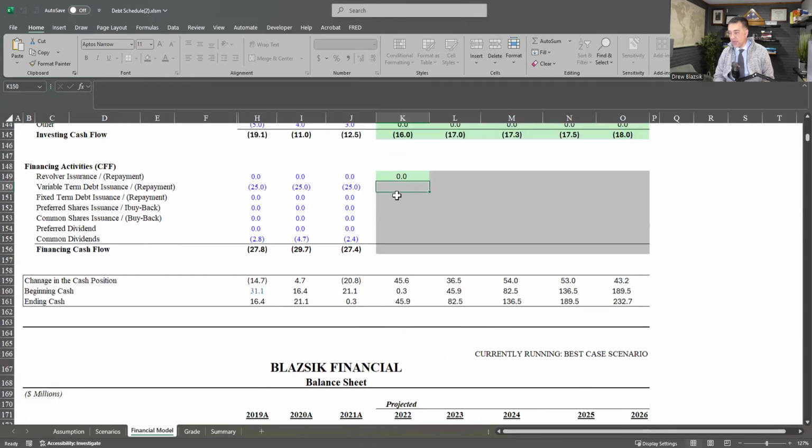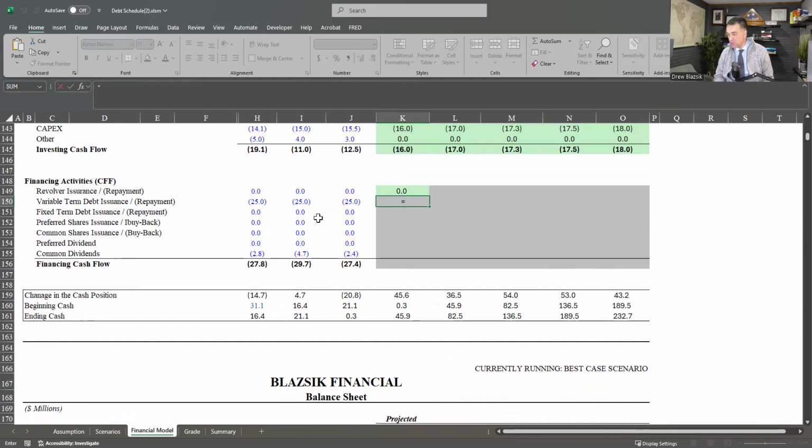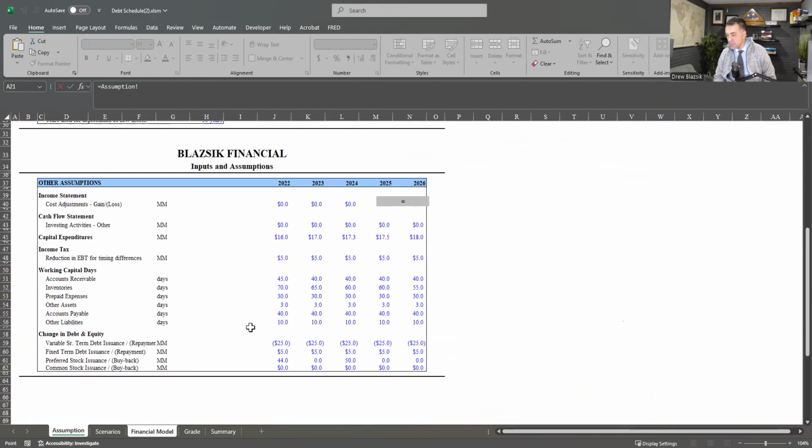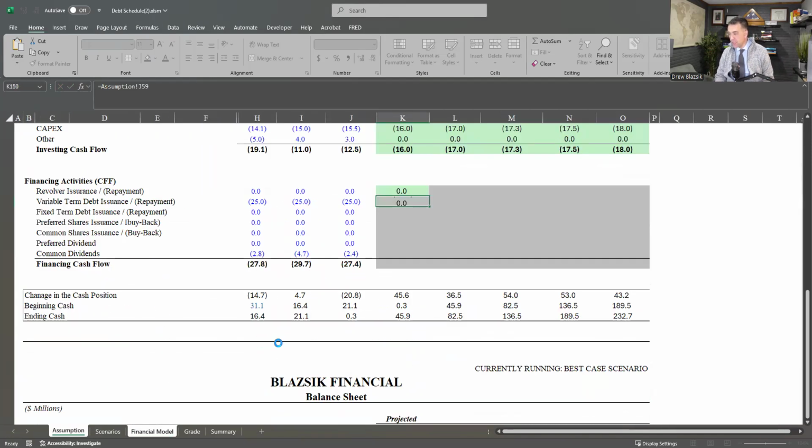Next, we want to find out, what are we doing with the variable debt? Well, make it pretty easy here. I'm going to go to the assumptions. There's the variable debt. I'm going to hit enter. So that's just the change of. And then right underneath that is the fixed debt. So it's pretty easy if you set it up right, which is the preferred stock. Are we buying more or are we repurchasing? Underneath that is the common.